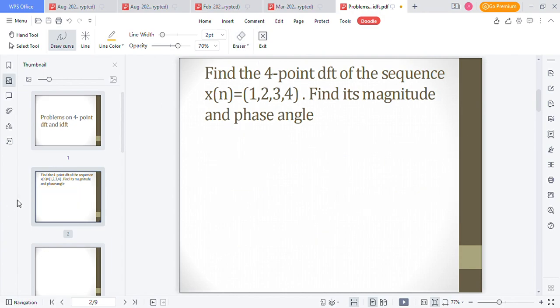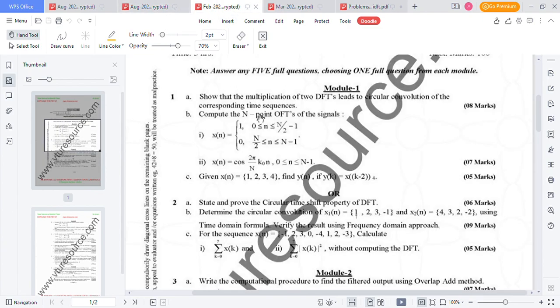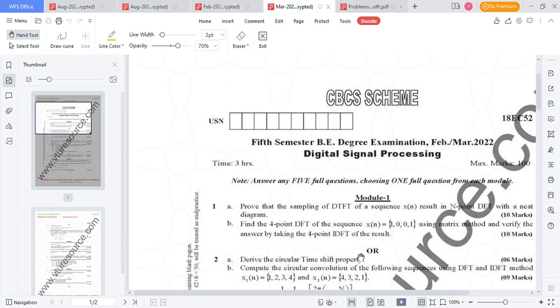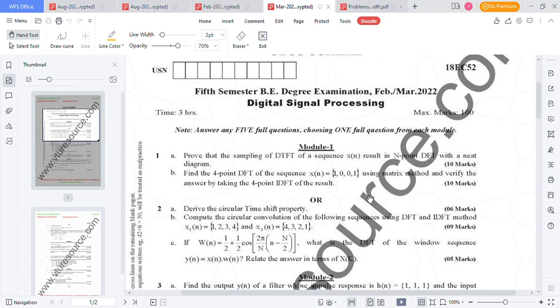Now let's come to our original problem, and let us see if there is any question in this question paper with respect to the 4-point DFT. Here also there is no question, and here also there is no question. In this also there is no question. Okay, matrix method. Yes, see here. So this is the question, students. This is one 4-point DFT question. Here it is present.